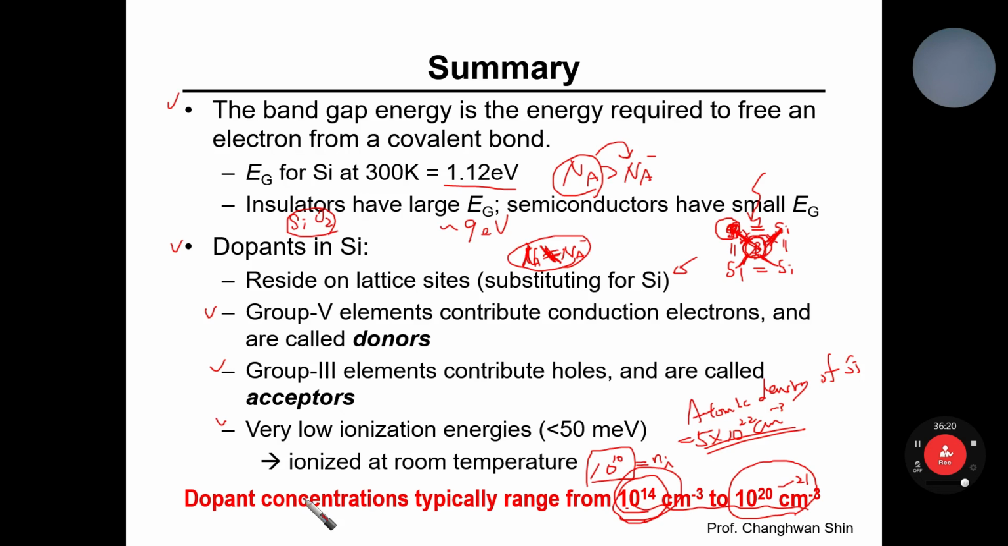So, remember the typical range of doping concentration from 10 to the 14 to 10 to the 20. I would say 10 to the 20, up to 10 to the 21 is possible in cutting edge semiconductor processes. So 10 to the 14 to 10 to the 21 is the reasonable, typical range of doping concentration.